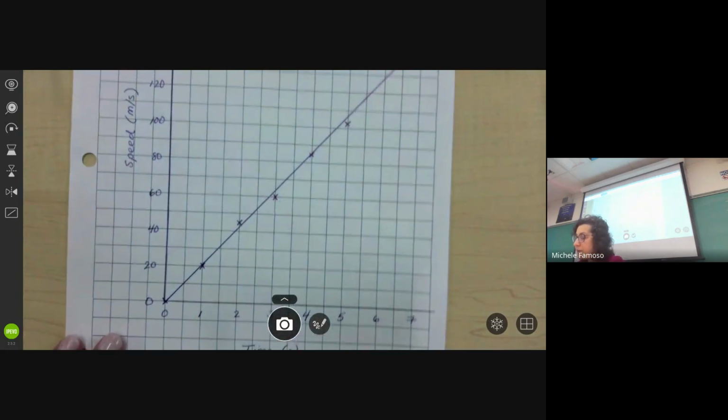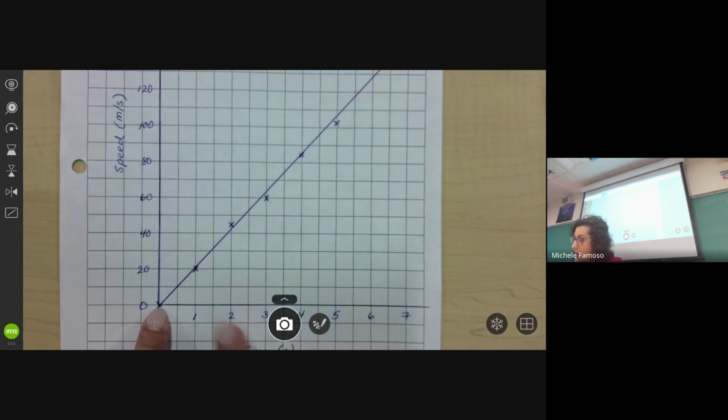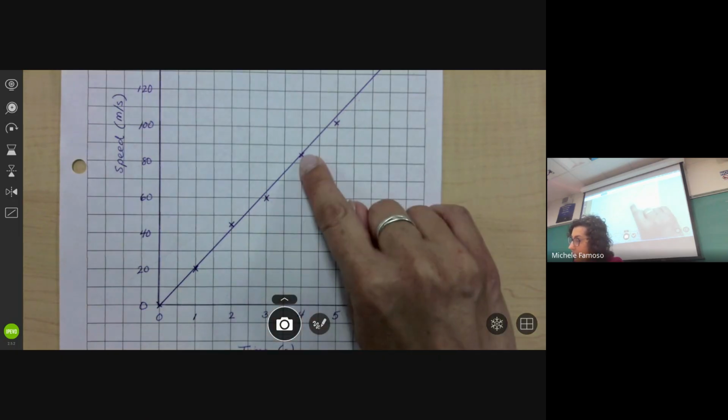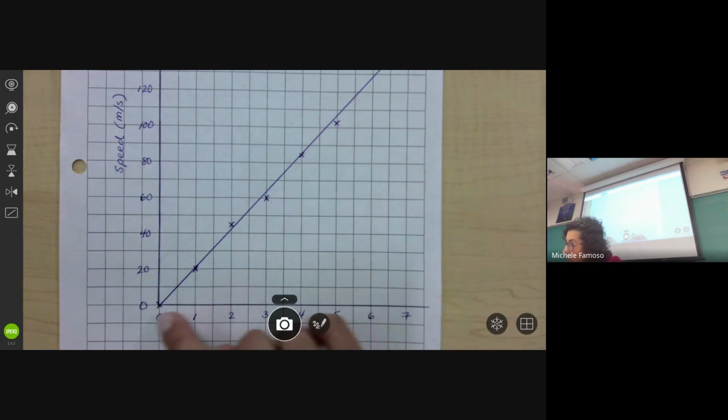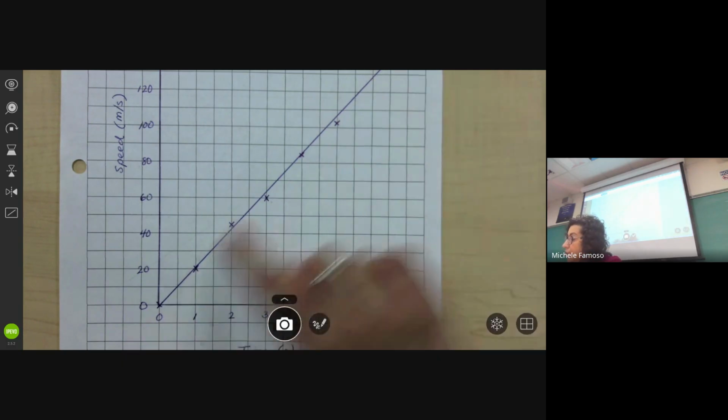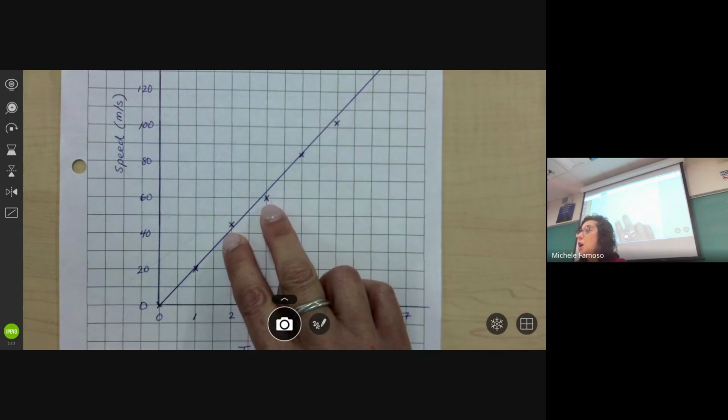Now let's check how many data points you have. You should have 1, 2, 3, 4, 5, 6. And this should be a nice diagonal line drawn with a ruler, not free-handed. And it should be best fit, which means you're going to have a couple of points that don't lie on the line if it's truly best fit. There was no way to get a line that hit every single point on this graph.